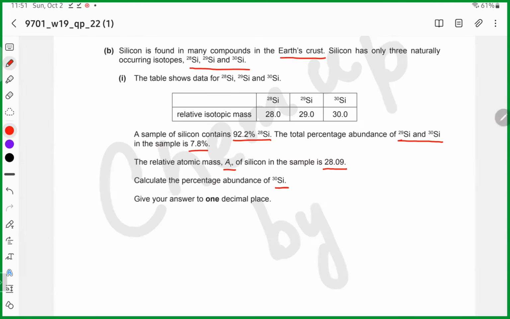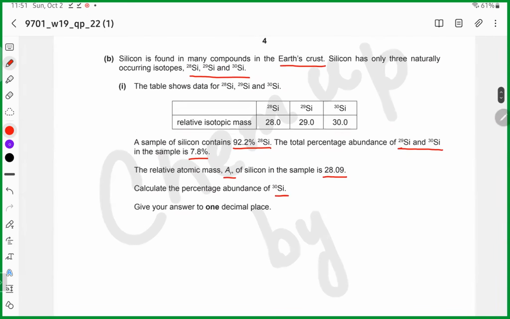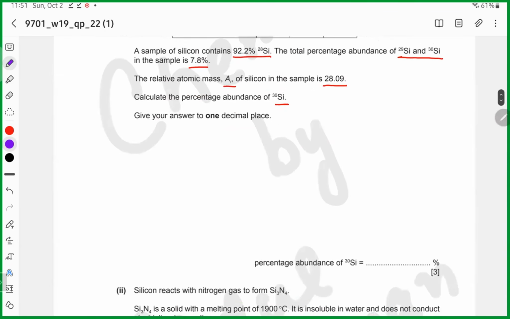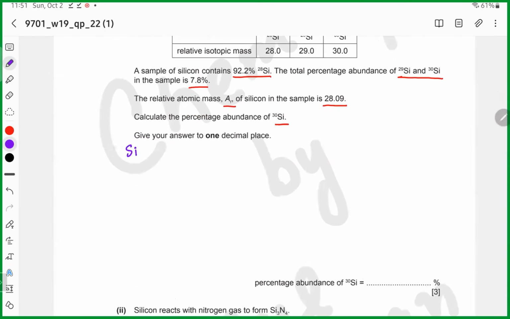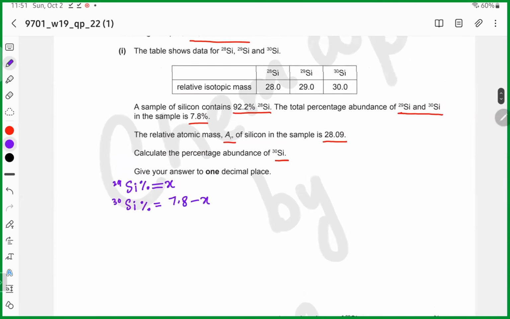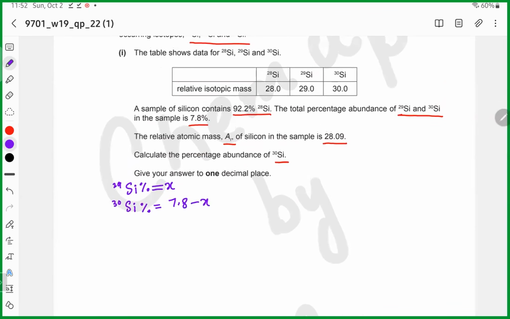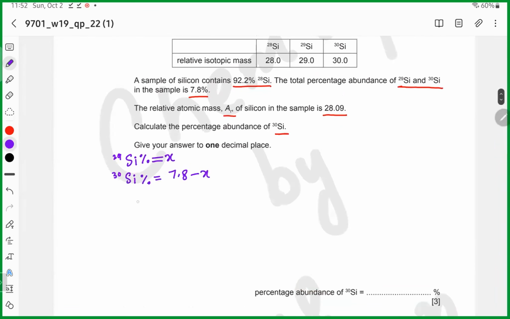जी, कैसे करेंगे? अच्छा देखें, इसके लिए आप एक काम कर लें, हमें दो की परसेंटेज अबंडेंसेस का सम दिया है ना। अगर हम ये अज्यूम कर लें कि सिलिकॉन 29 की परसेंटेज अबंडेंस x है, तो सिलिकॉन 30 की परसेंटेज अबंडेंस 7.8 माइनस x होगी। ये बात सबको समझ में आ रही है? क्योंकि सिलिकॉन 29 और सिलिकॉन 30 की परसेंटेज अबंडेंसेस का सम 7.8 है, तो अगर मैं एक को x अज्यूम करूंगा तो दूसरे की 7.8 माइनस x होगी। ये बात क्लियर है? यस सर। ओके। तो रिलेटिव एटॉमिक मास हमें क्या प्रोवाइड किया गया है?